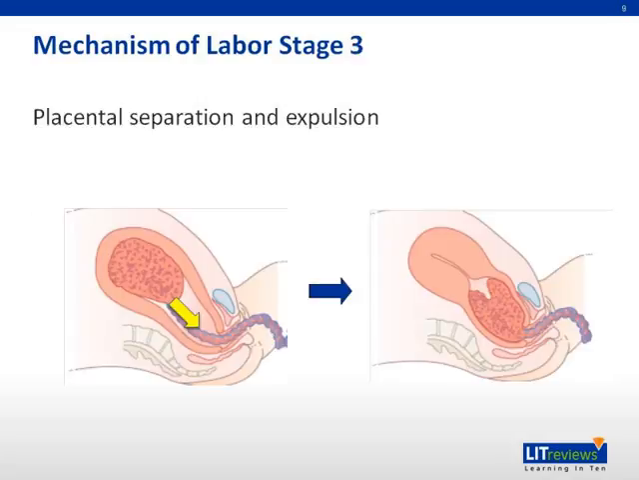Stage 3. Placental separation occurs next, and this is known as the third stage of labor. This usually occurs 30 minutes after delivery of the fetus and lasts between 5 to 10 minutes. Signs which precede placenta separation include a show of bright red blood, apparent lengthening of the umbilical cord, and elevation of the uterine fundus.